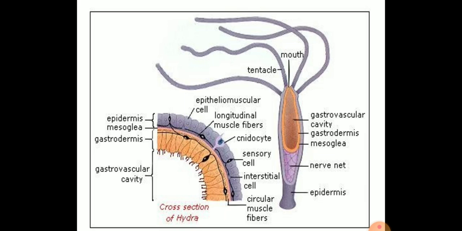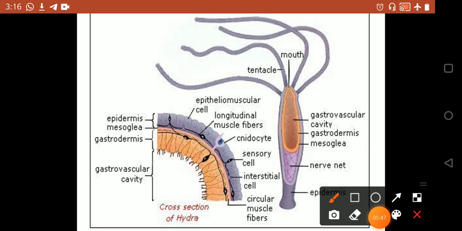As you can see in this picture of the cross section of Hydra, Hydra is an example of the Coelenterate. It has different types of cells inside, including the cells which help in paralyzing, that is the cnidocyte cells.